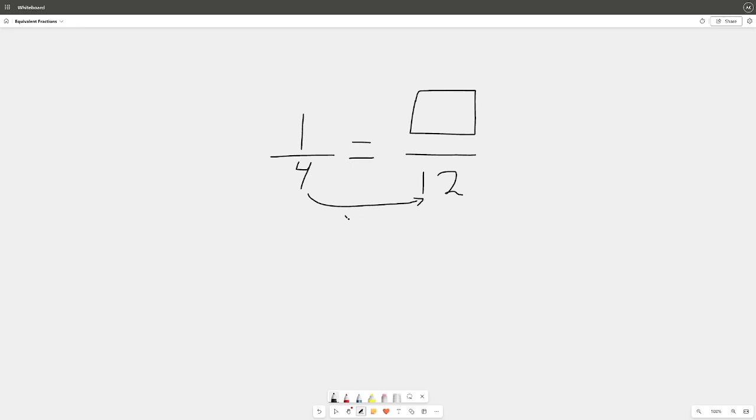Again, you should pause the video and see if you can answer this yourself. If you guessed that you multiplied by 3, good job. You multiply the 4 by 3 to get to the 12. So what do you do to the top number now? The same thing, right? You do the same thing. You multiply the 1 by 3, and your answer is going to be, what's 1 times 3? Oh, it's 3. So there you go. So 1 over 4 is 3 over 12. And that is equivalent fractions.